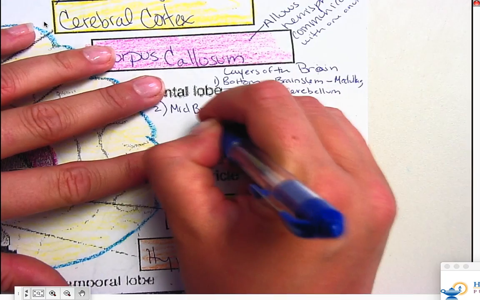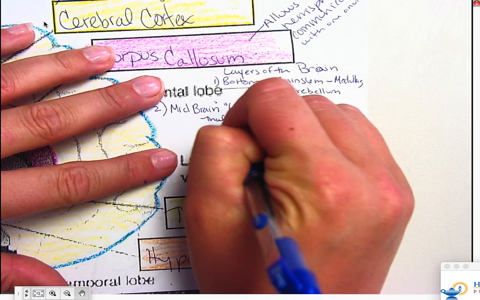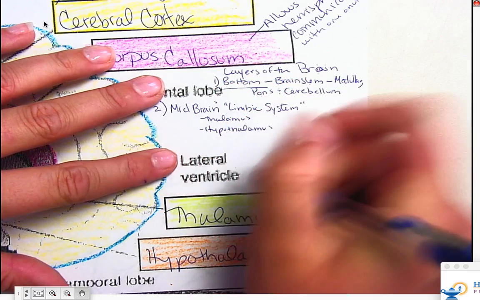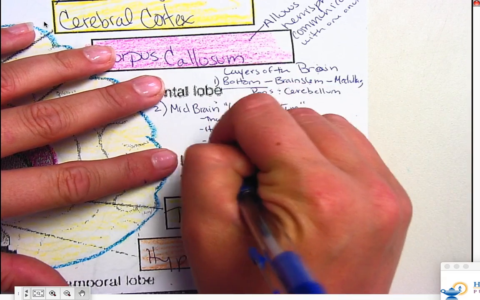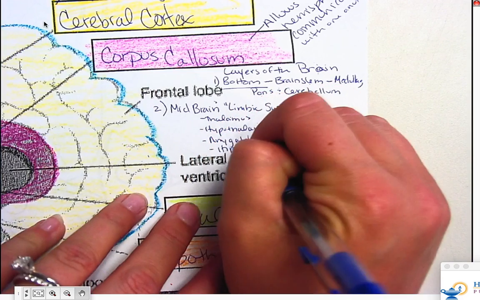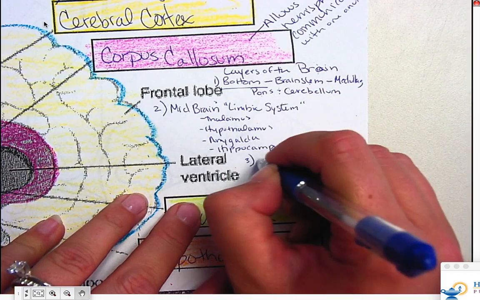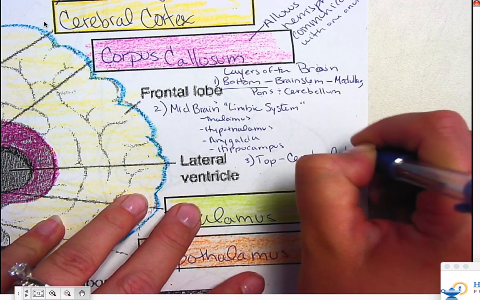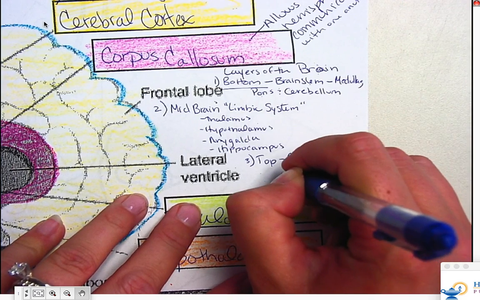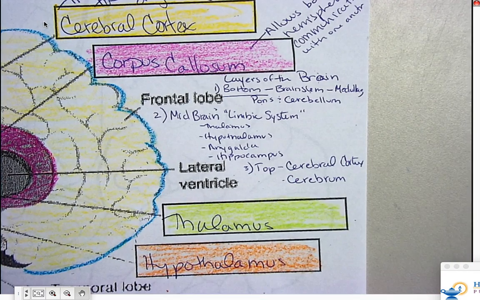And it goes thalamus, hypothalamus, amygdala, hippocampus. And then you have your top, which is your cerebral cortex. Then cerebellum. Cerebrum, sorry. See? You got to make sure you're paying attention. Cerebral cortex and your cerebrum. Okay? So you have three major layers.